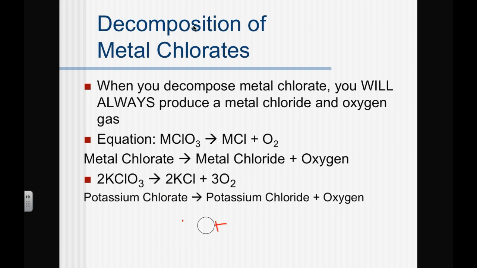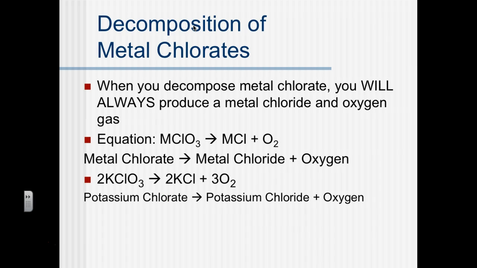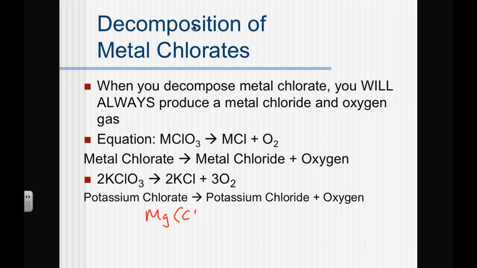All right, let's pick a different metal this time. Let's pick, how about magnesium? So I have magnesium chlorate. And again, I want you to ask yourself, what are you going to make? What is the metal? Good, it's magnesium. And so it's the metal chloride, so magnesium chloride.